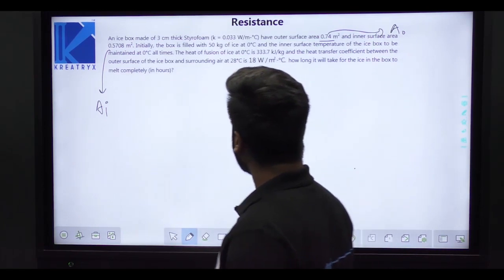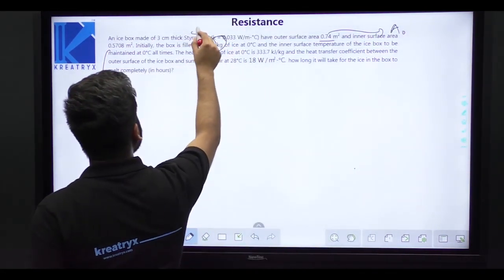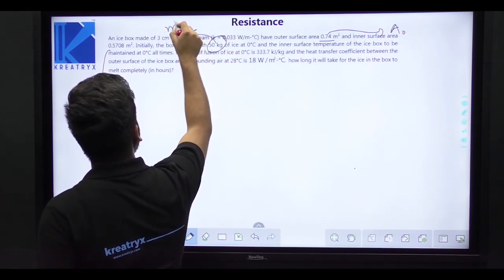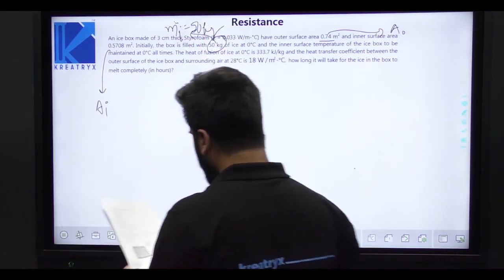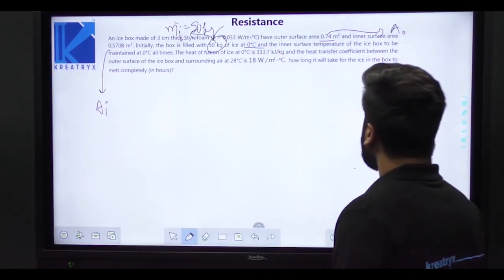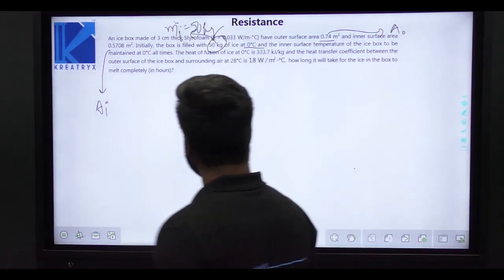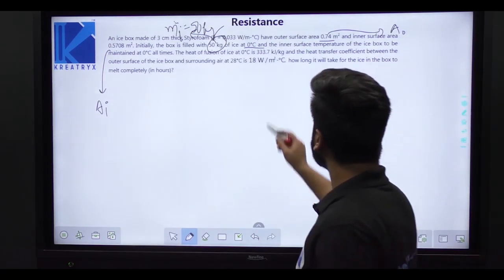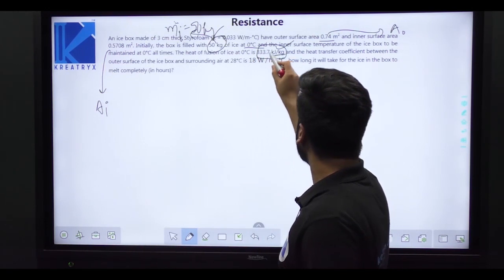Initially, the box is filled with 50 kilogram of ice at 0 degree Celsius. The mass of ice is given. This is not M dot, this is M_I actually, the initial mass of ice, which is 50 kilogram, and the initial temperature is 0 degrees Celsius. The inner surface temperature of the ice box is to be maintained at 0 degrees Celsius at all times. The heat of fusion of ice at 0 degrees Celsius is 333.7 kilojoule per kilogram. This is the data given.